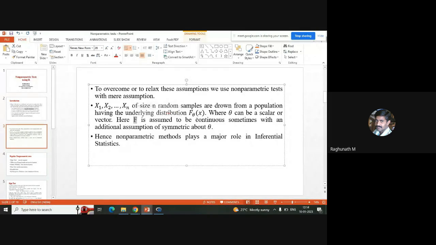There was a question. One of the participants asked Suresh sir, in the previous session, which I was just attending, about symmetric.